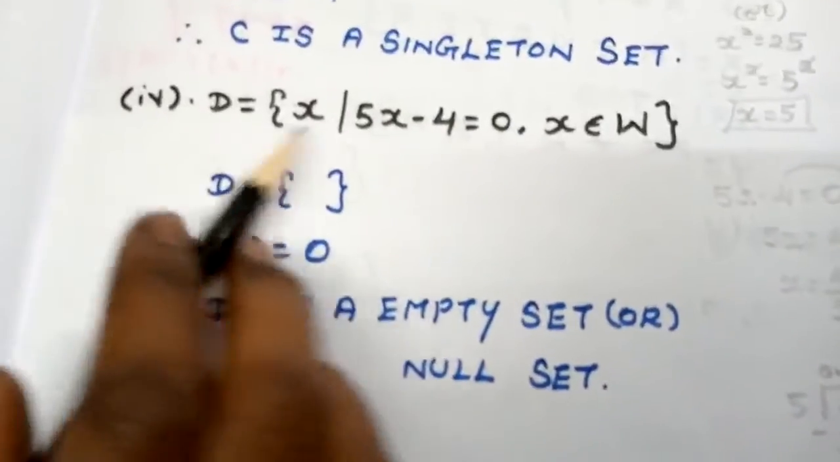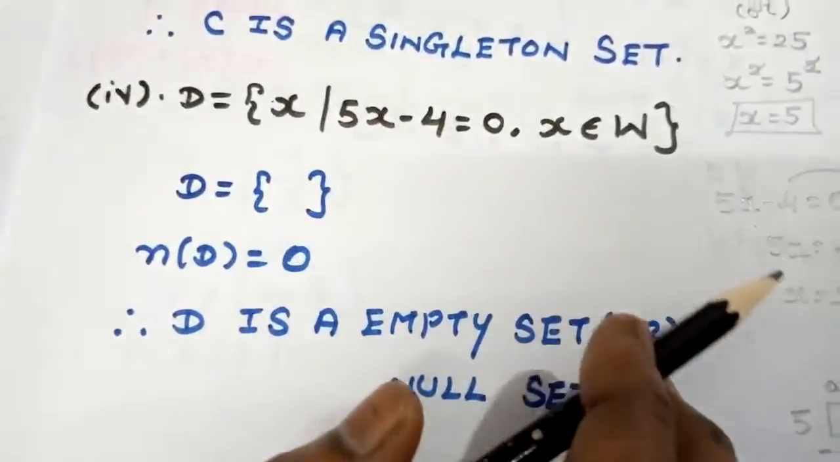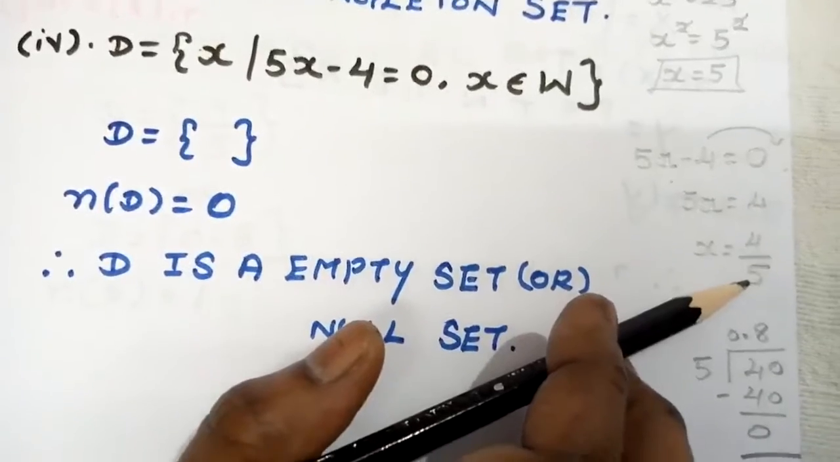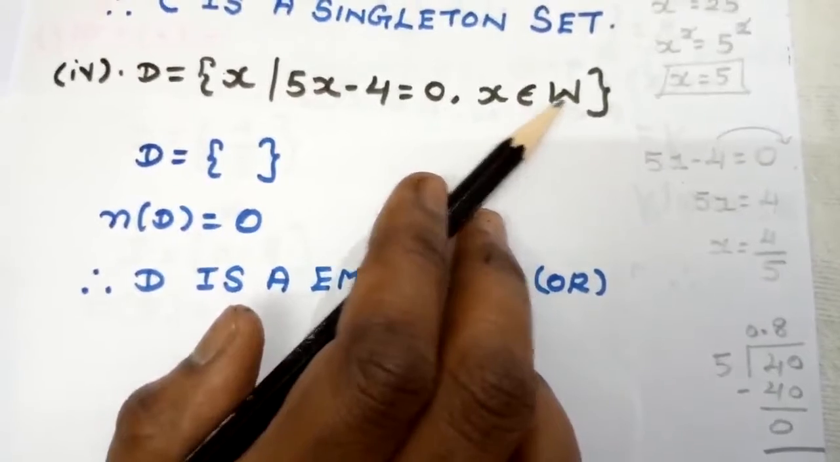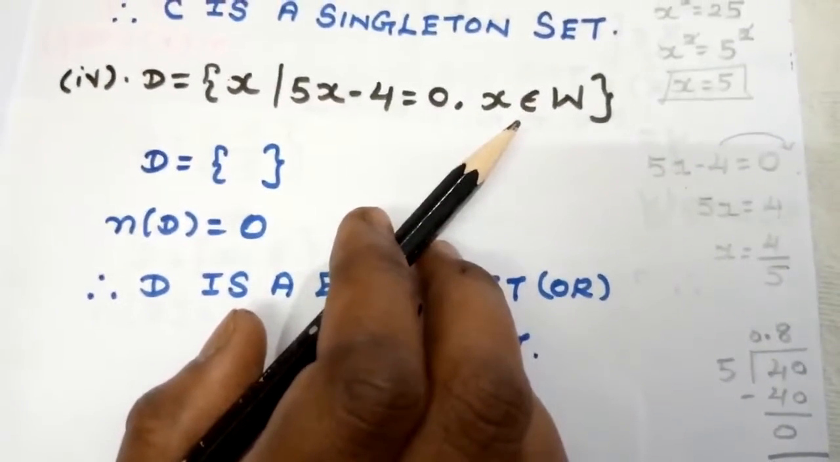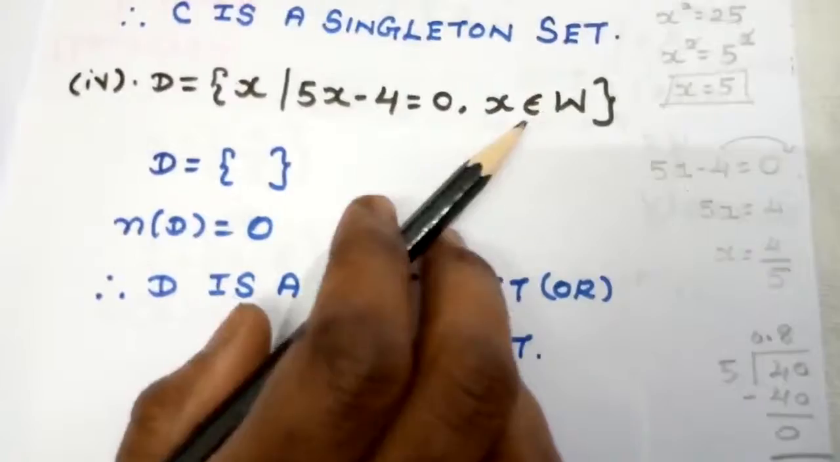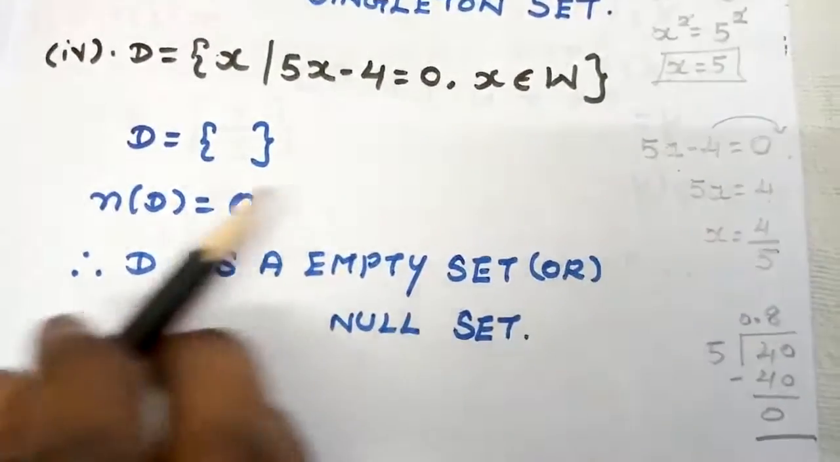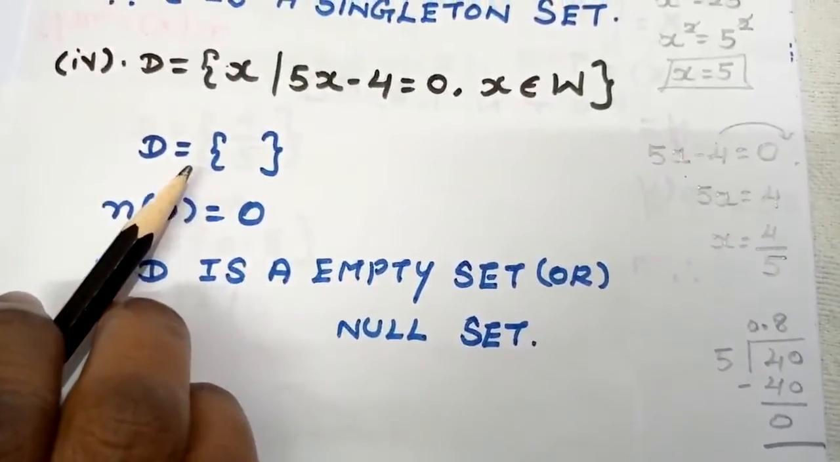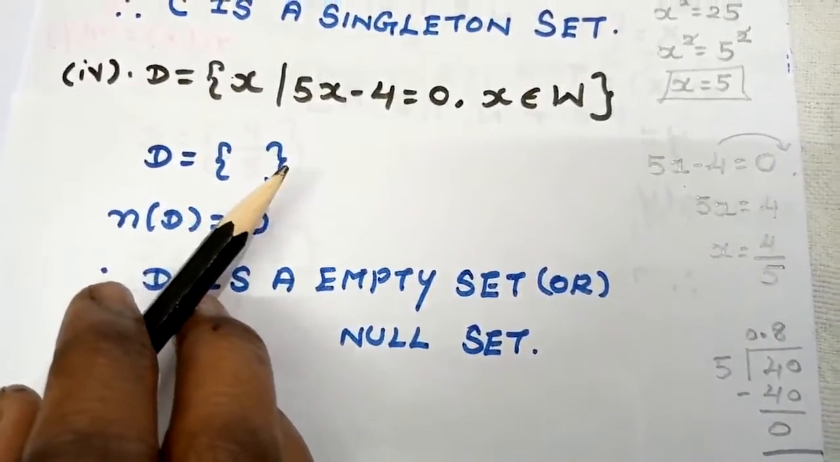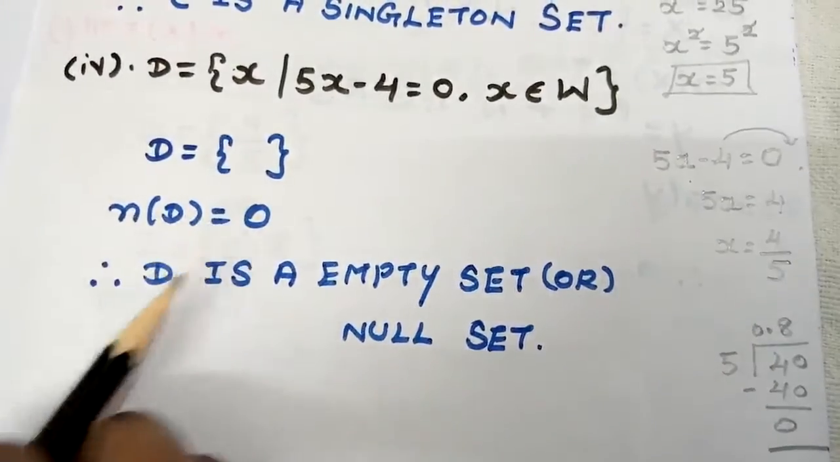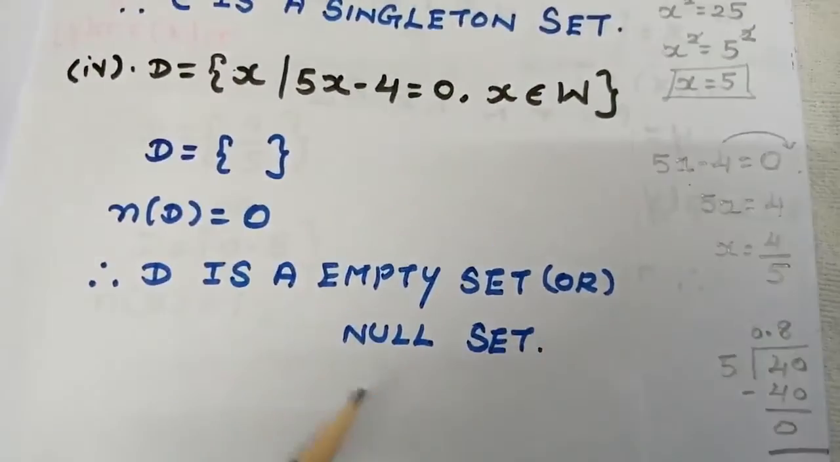Coming to question number 4. If I simplify this one, I will get the answer as x is equal to 4 by 5, students. But x belongs to whole number. Since it belongs to whole number, the value should be 0, 1, 2, 3, etc., only non-negative integers. So this particular fraction will not be accepted inside this set. So D equal to empty set. I will just open and close the bracket. You will not have any values inside. So n of D equal to 0. Therefore D is an empty set or null set. Coming next, we are going to move on to question number 8.